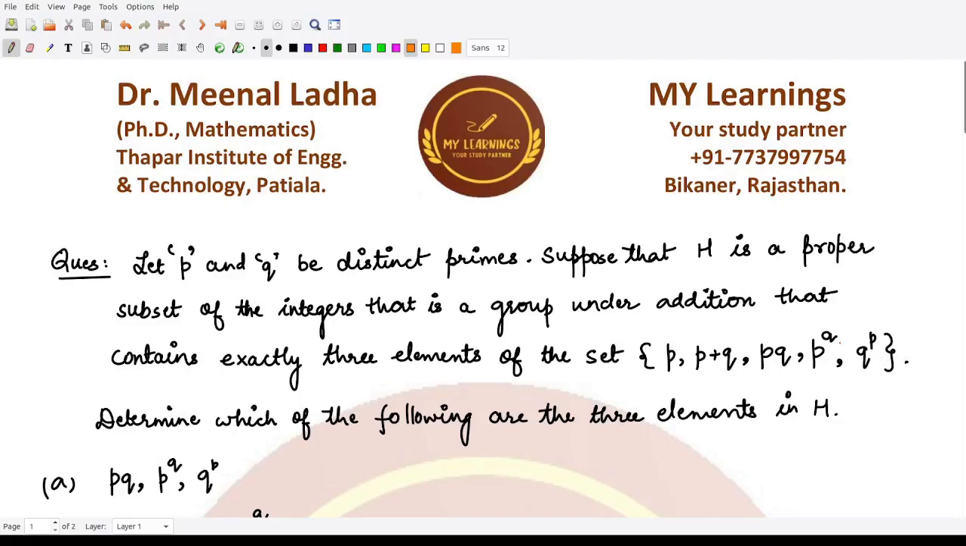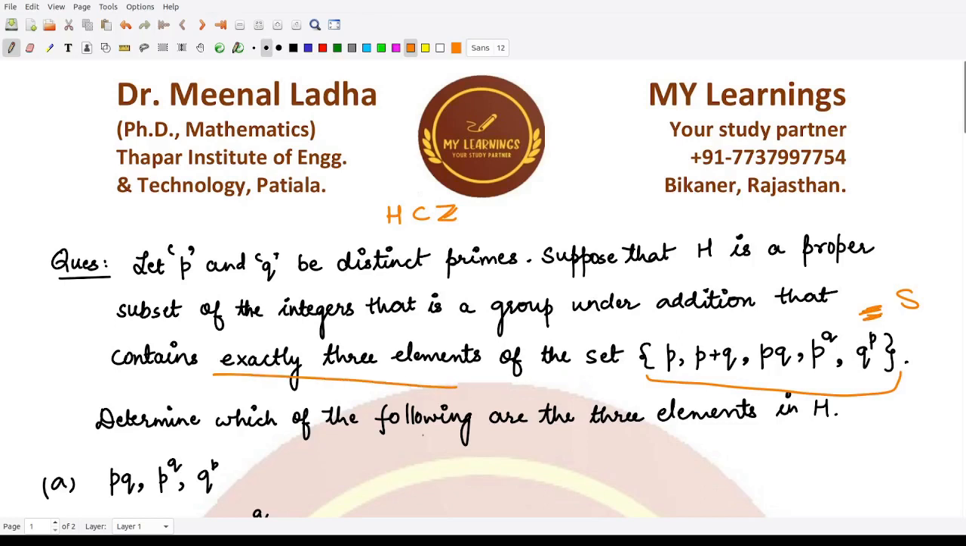Let's look at our next question here. This question says if P and Q are two distinct primes, and we suppose that H is a proper subset of integers, which is a group under addition. So they are saying H is a proper subset of Z, which is a group under addition, and it contains exactly 3 elements of this set. Now this set is given to us. Let's call this set by the name S. So they are saying H would be containing exactly 3 elements of this set.